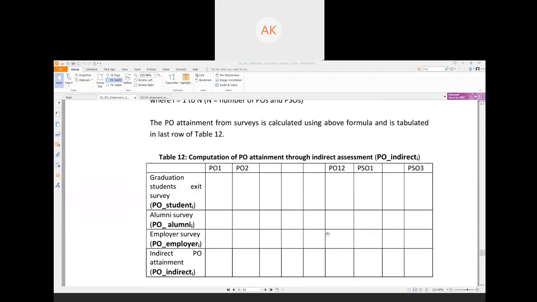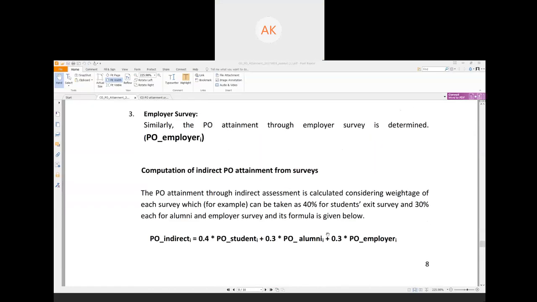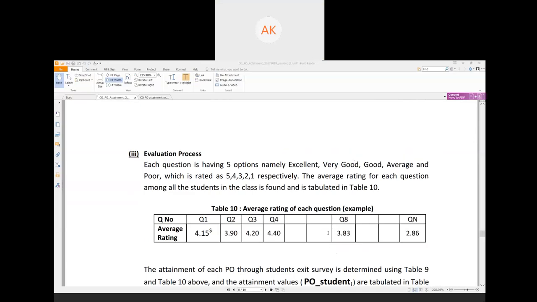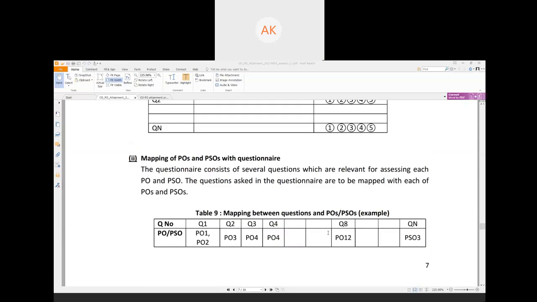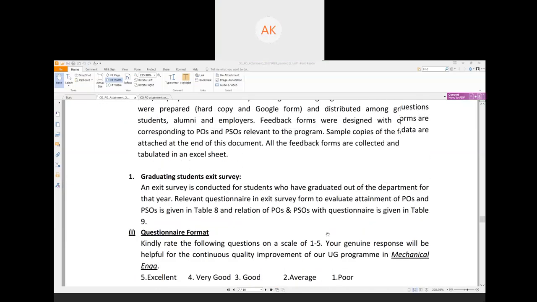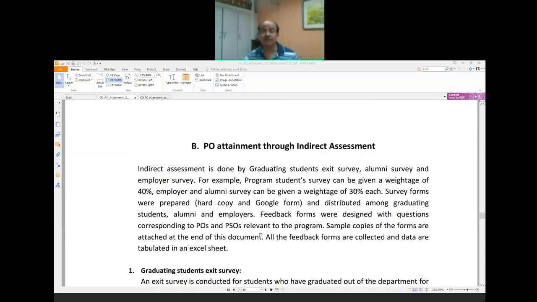Maybe I'll repeat the calculation involved. So the direct method, yes, I did. Indirect also do that.